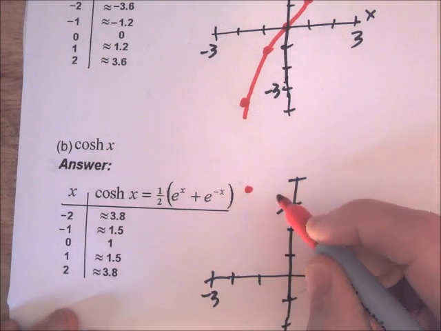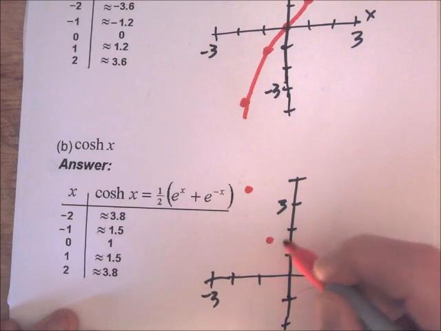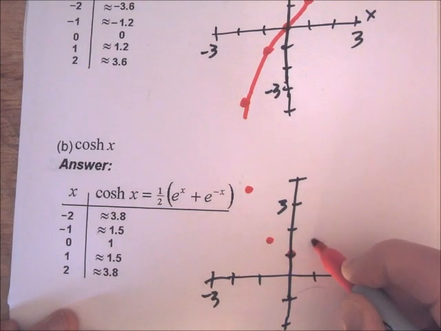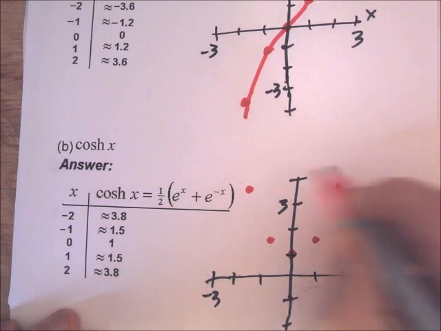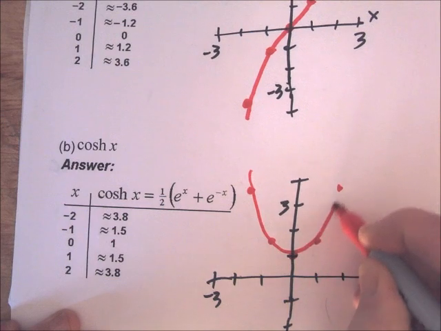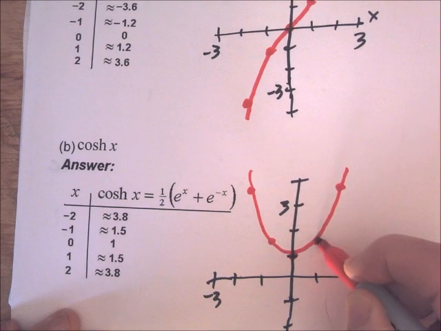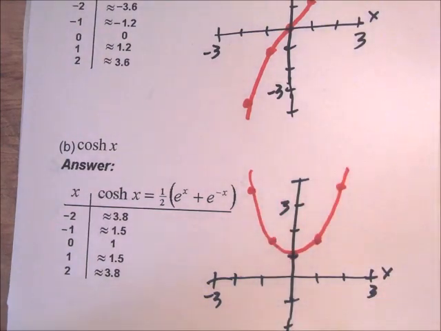1 to the left, up 1.5. And then 0 left to right, up 1. And plot the rest of the points. Okay, and then connect the dots. And okay, so that's the shape.